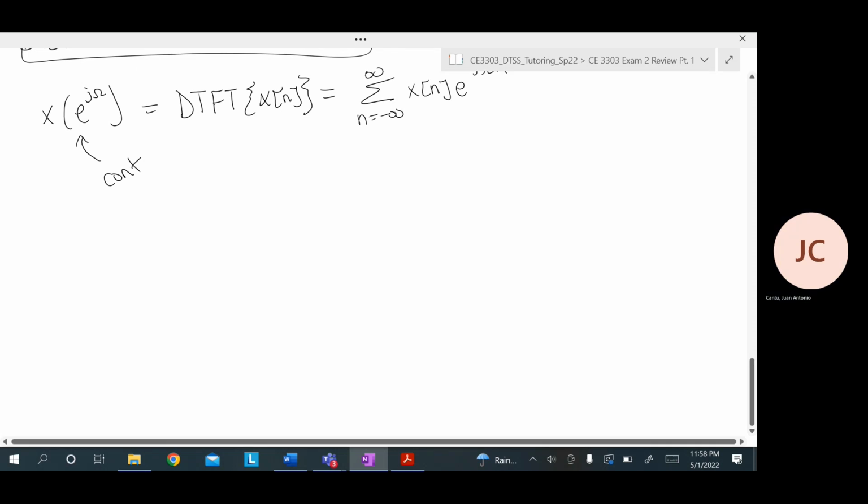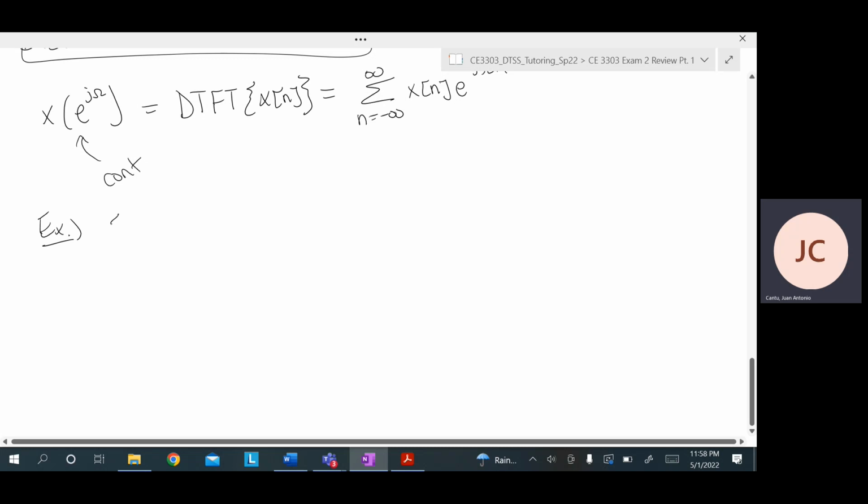So let's check this out. I'm going to do just one small example of DTFT. And then we'll go into frequency response, because frequency response is going to be the major way you actually use DTFT for this class. So let's just go ahead and calculate really quickly.